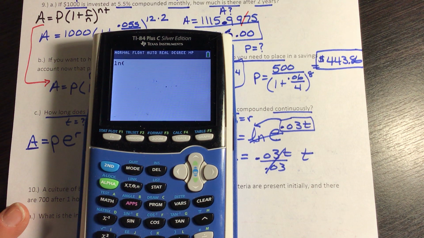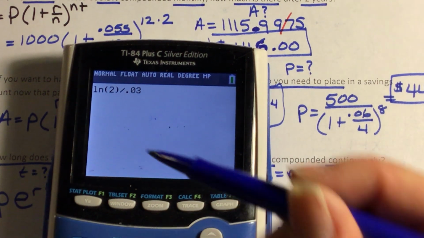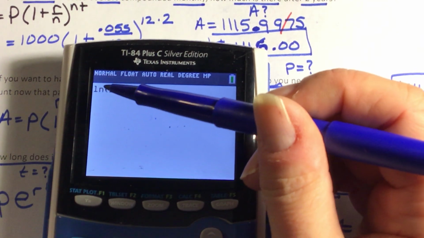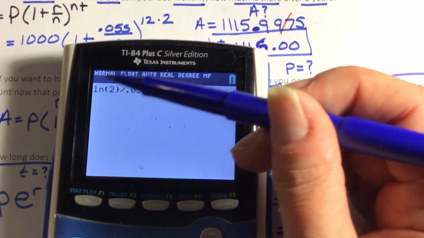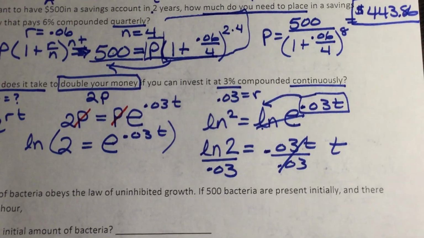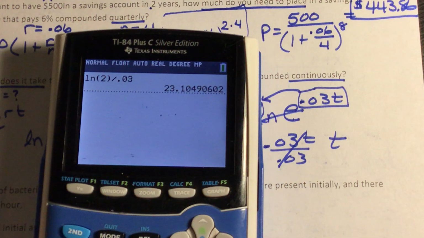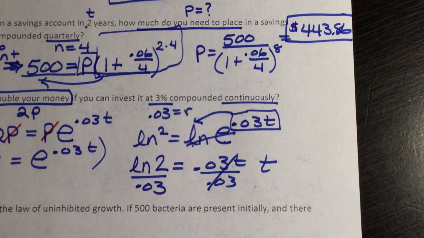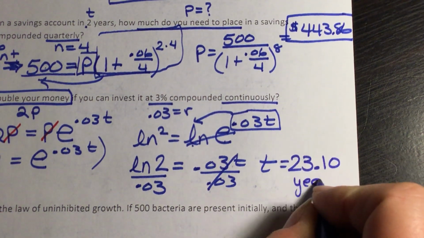So I find ln 2 and divide it by 0.03. Notice I closed my parentheses here when I did that. Otherwise, you're doing ln of 2 divided by 0.03 and taking the natural log of 2 divided by 0.03. So be sure to close your parentheses. And when I press enter, I get 23.10 years. So t is 23.10 years.